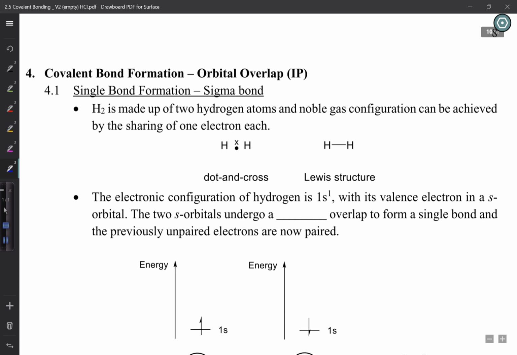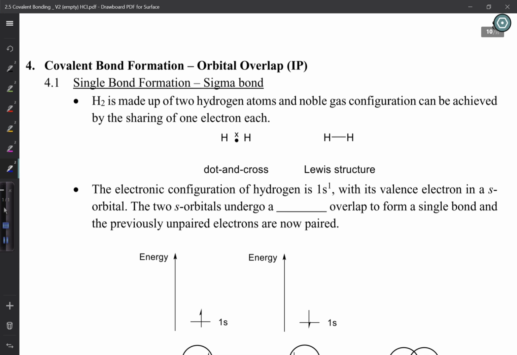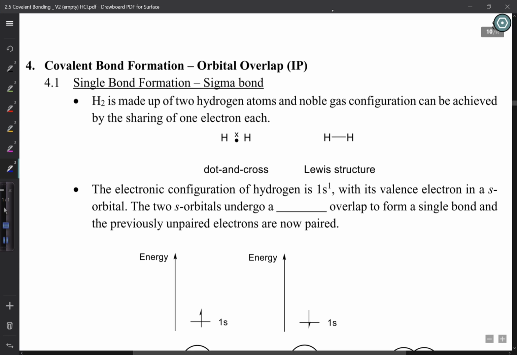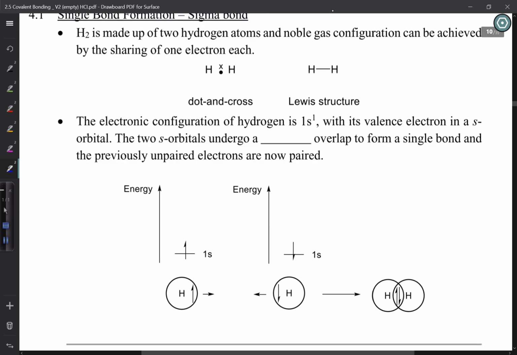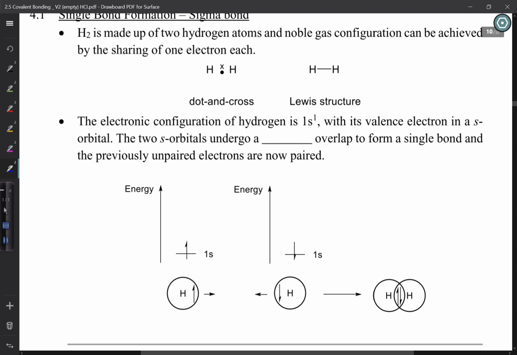Now the next part, we'll be focusing on how bonds actually form. Just now we have been drawing dot and cross, single line very freely. But how do atoms know how to interact to form a bond? So we'll be focusing on this part for now. First we'll begin with the very easy one, single bond formation. The simplest of the simplest case, hydrogen. For hydrogen, you already know how to draw the dot and cross and the Lewis structure. What actually happens is that we have to consider it in terms of orbitals.